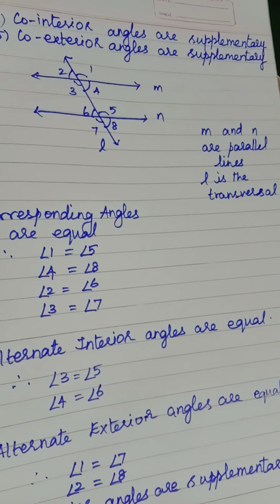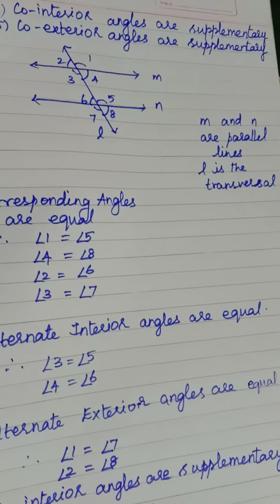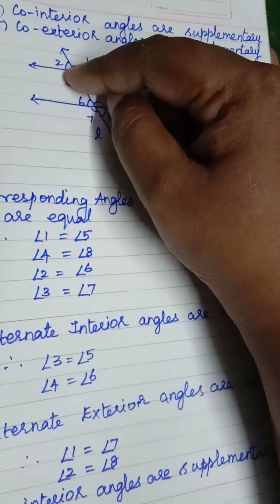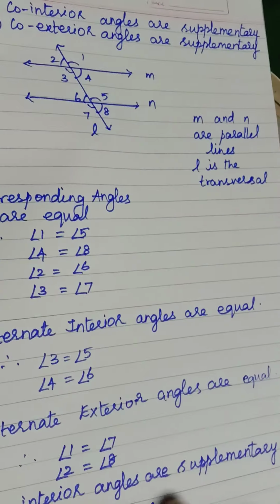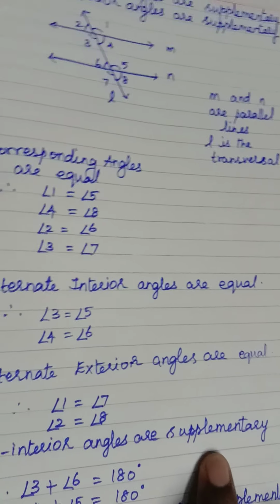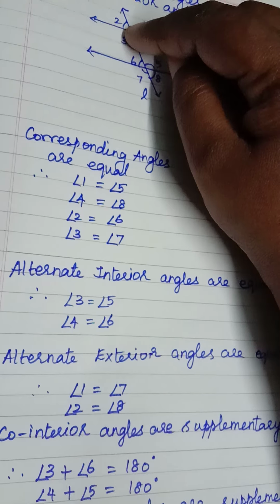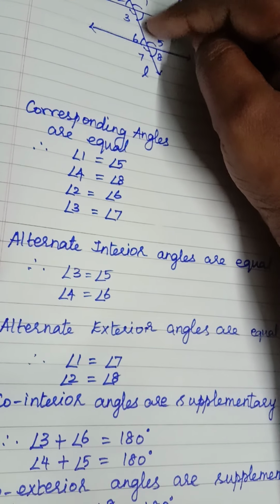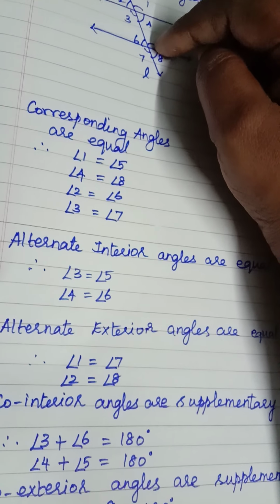Next, co-interior angles are supplementary. What are co-interior angles? They will lie in between the lines on the same side. Angle 3 plus angle 6. Co-interior angles are supplementary. Supplementary means when you add both the angles, they will be equal to 180 degrees. So, angle 3 plus angle 6 is equal to 180 degrees. Similarly, this side, angle 4 plus angle 5 is equal to 180 degrees.